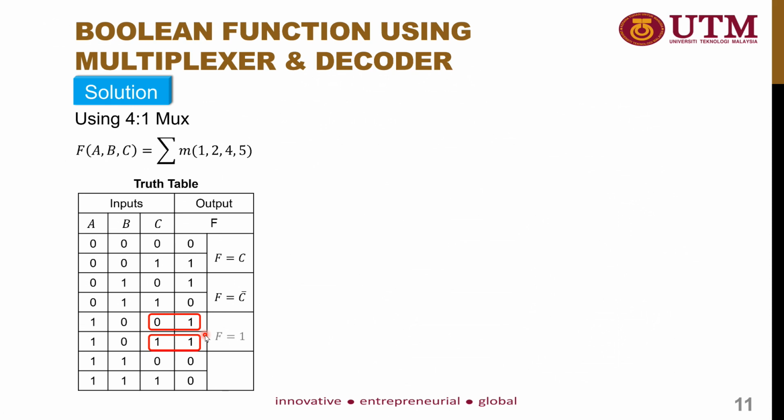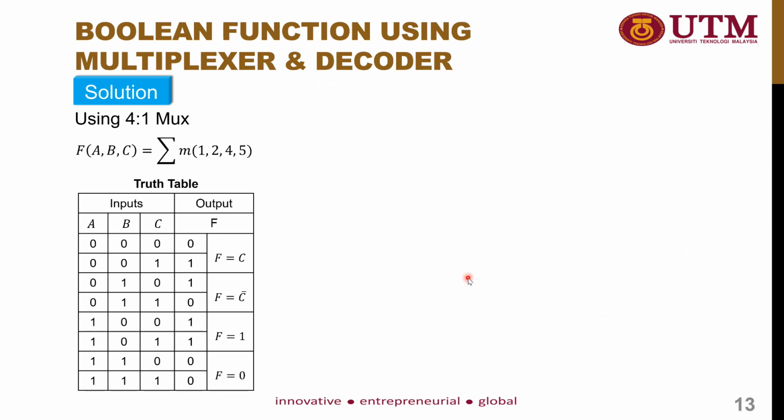So the function of the output for A is equals to 1 and B is equals to 0 is F equals to 1. And lastly, when A and B are equals to 1, we compare the input C and output F. When input C is equals to 0, output F is equals to 0. When input C is equals to 1, output F is still equals to 0. So it means that it doesn't matter what the state of C is, the output still becomes 0 when A and B are equals to 1. So the output F is equals to 0.